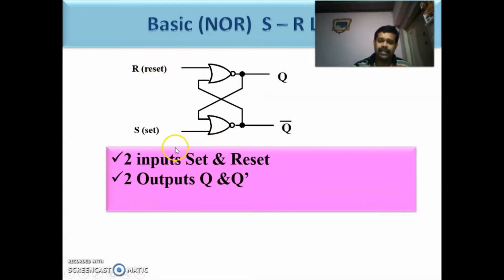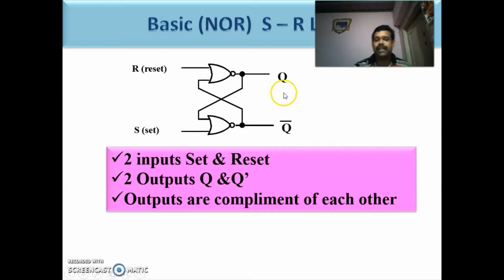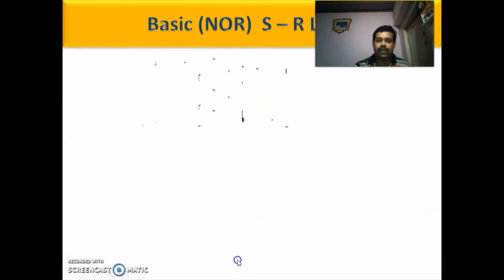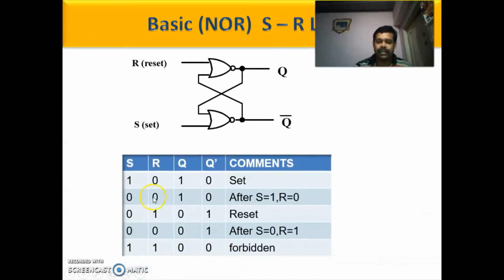So these outputs are complement of each other. The cross coupling of these two NOR gates gives the SR latch. So we got the SR latch by cross coupling these two NOR gates.